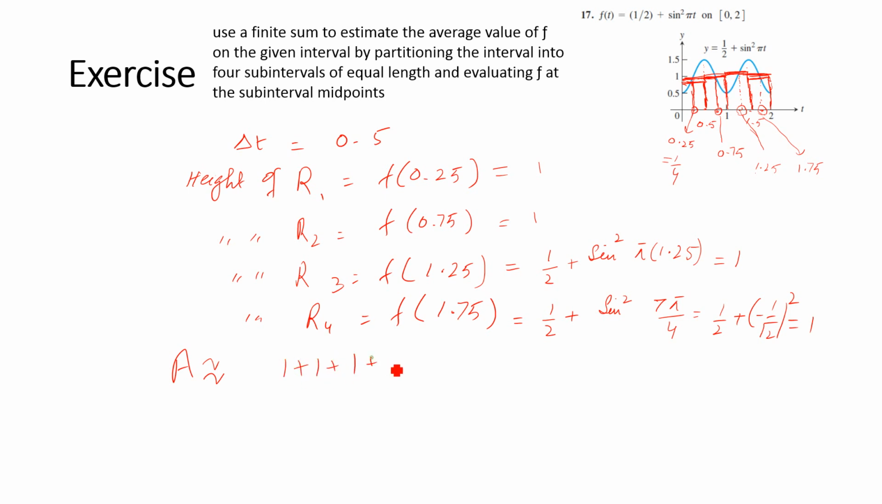Now the area is approximately equal to 1 plus 1 plus 1 plus 1, because every rectangle has height 1. So we have 4 rectangles, multiplied by the width of the rectangle, which is 1/2. 4 divided by 2 is 2. So this is the area. The average value is equal to the area divided by the length of the interval, b minus a, 2 minus 0. So this is 2 divided by 2, which is 1. This is the average value of the function, and this is how you can find the average value.